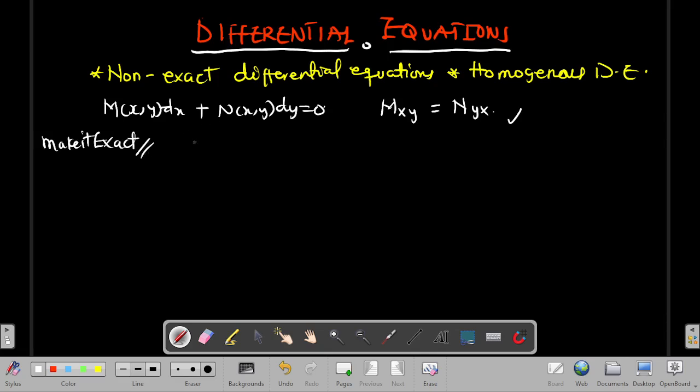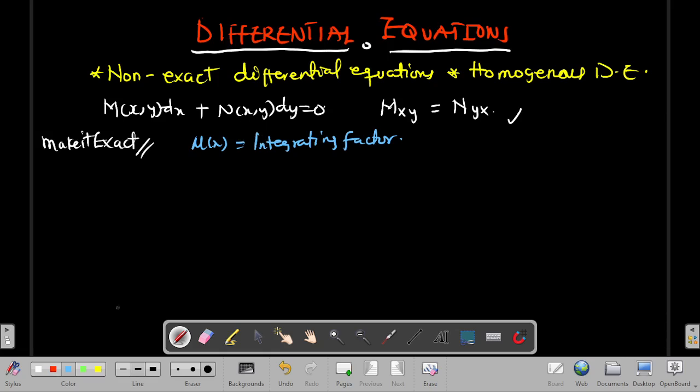To do that, I'll simply introduce what we call an integrating factor, mu of x. The integrating factor is the factor we will multiply through our equation to convert it from a non-exact differential equation to an exact differential equation.